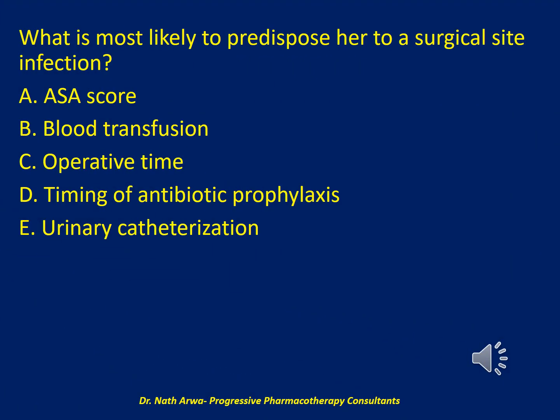So my question to you is, what is most likely to predispose her to a surgical site infection? Is it A. ASA score, or B. blood transfusion, or C. operative time, or D. timing of antibiotic prophylaxis, or is it E. urinary catheterization? I will give you 10 seconds to choose the correct answer to this question from the listed options.